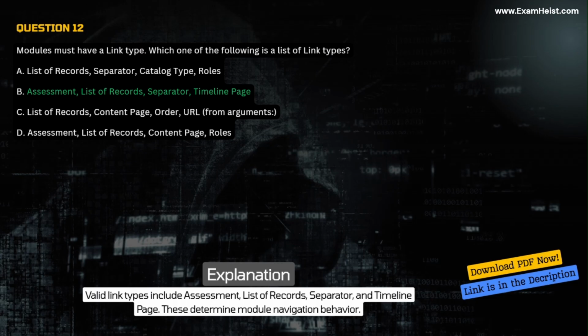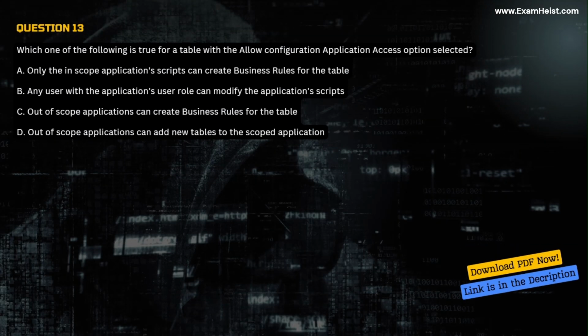Explanation. Valid link types include assessment, list of records, separator, and timeline page. These determine module navigation behavior. Question 13. Which one of the following is true for a table with the Allow Configuration Application Access option selected?